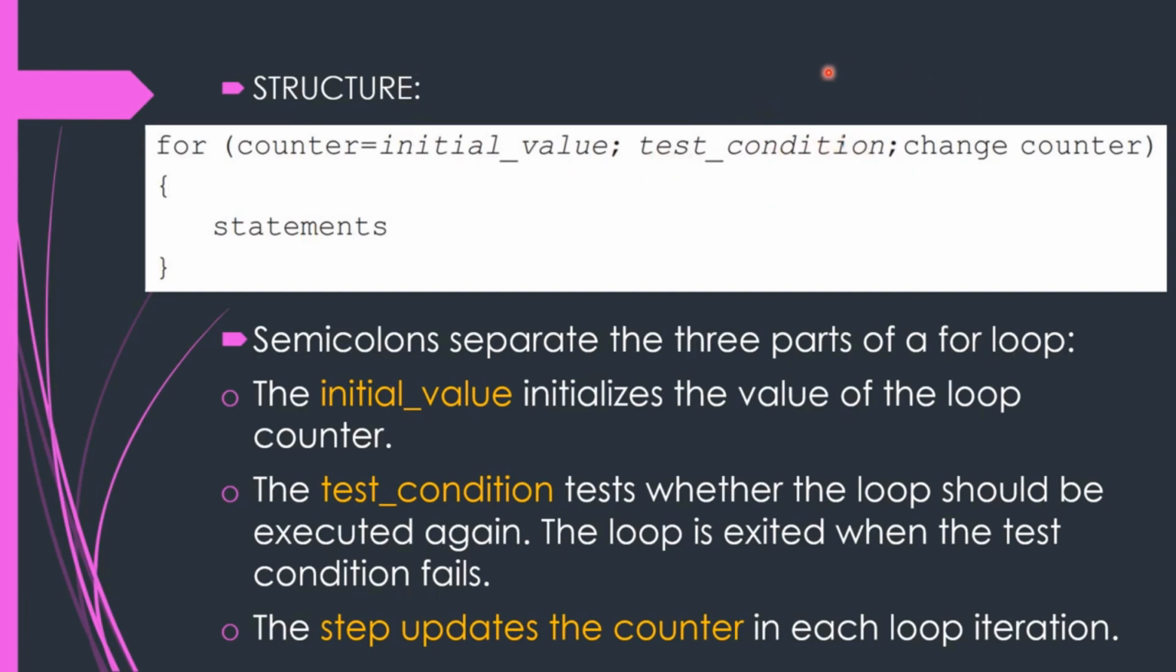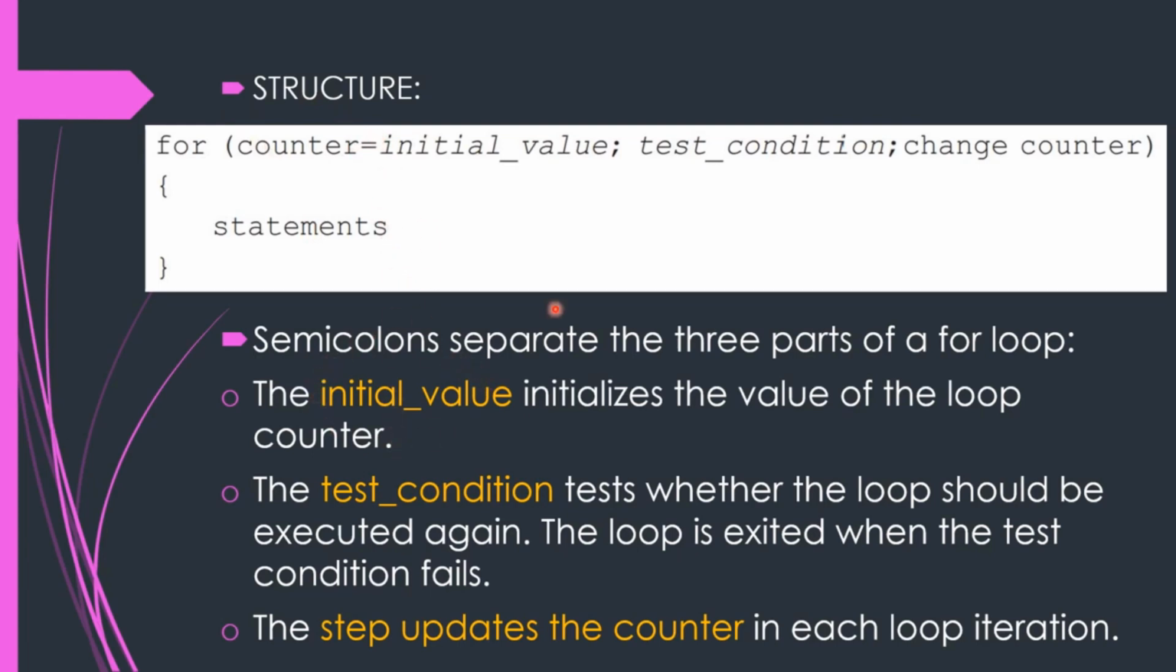What are they? First is the initial value. The initial value initializes the value of the loop counter. As its name suggests, it will initialize the initial value. So basically it initializes the value of what? The value of the loop counter. Basically this value, which we call the counter, is initialized by the initial value in the first step.